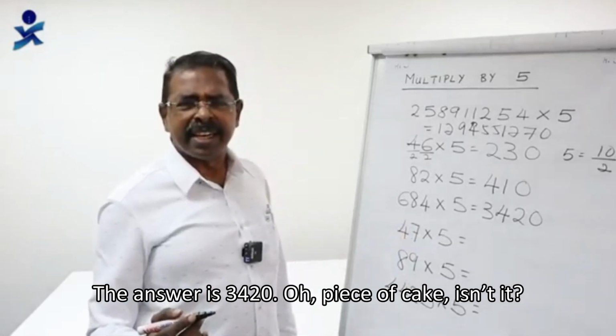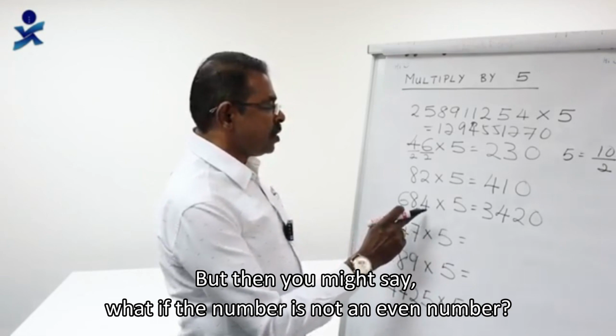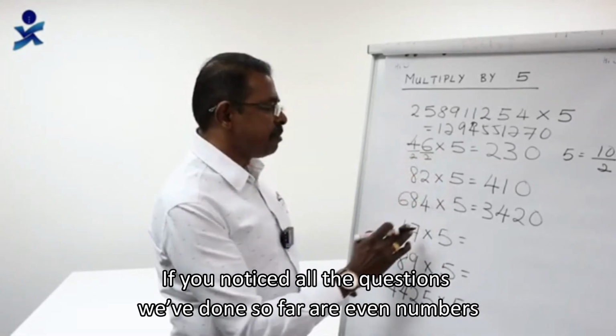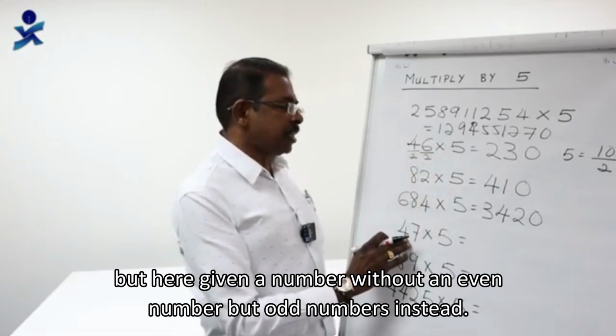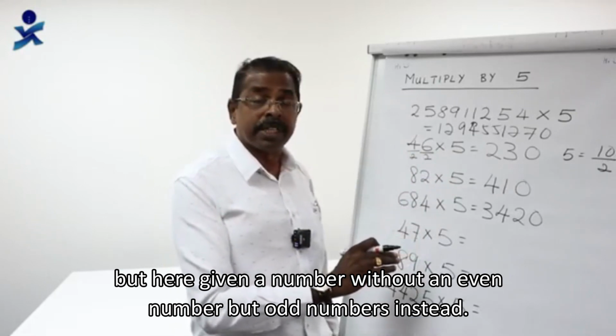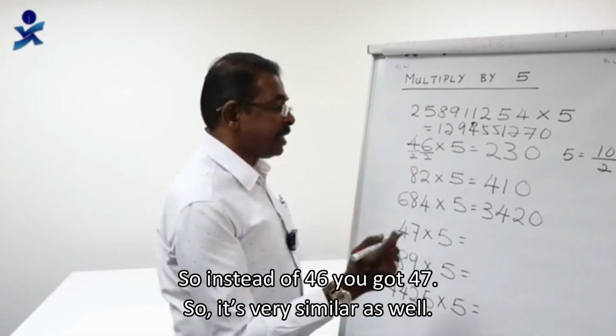Piece of cake, isn't it? But then you might say, what if the number is not an even number? If you notice, all the questions you've done so far are even numbers. But here, what if the question gives you an odd number instead? So instead of 46, you got 47. So it's very simple as well.